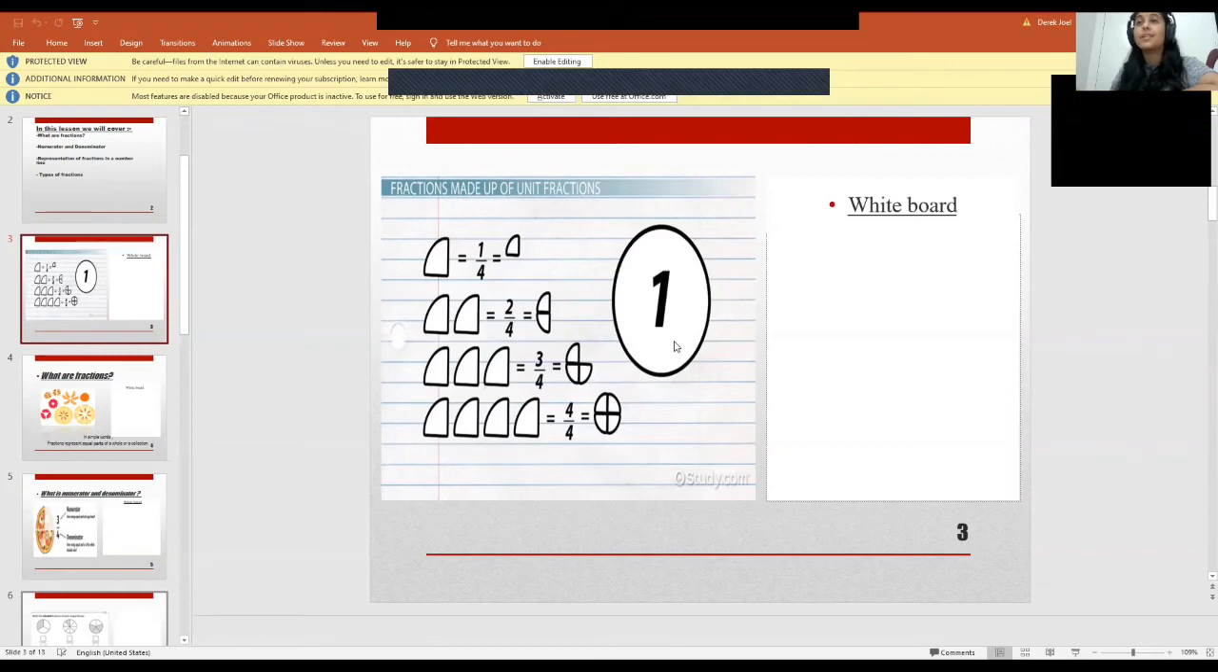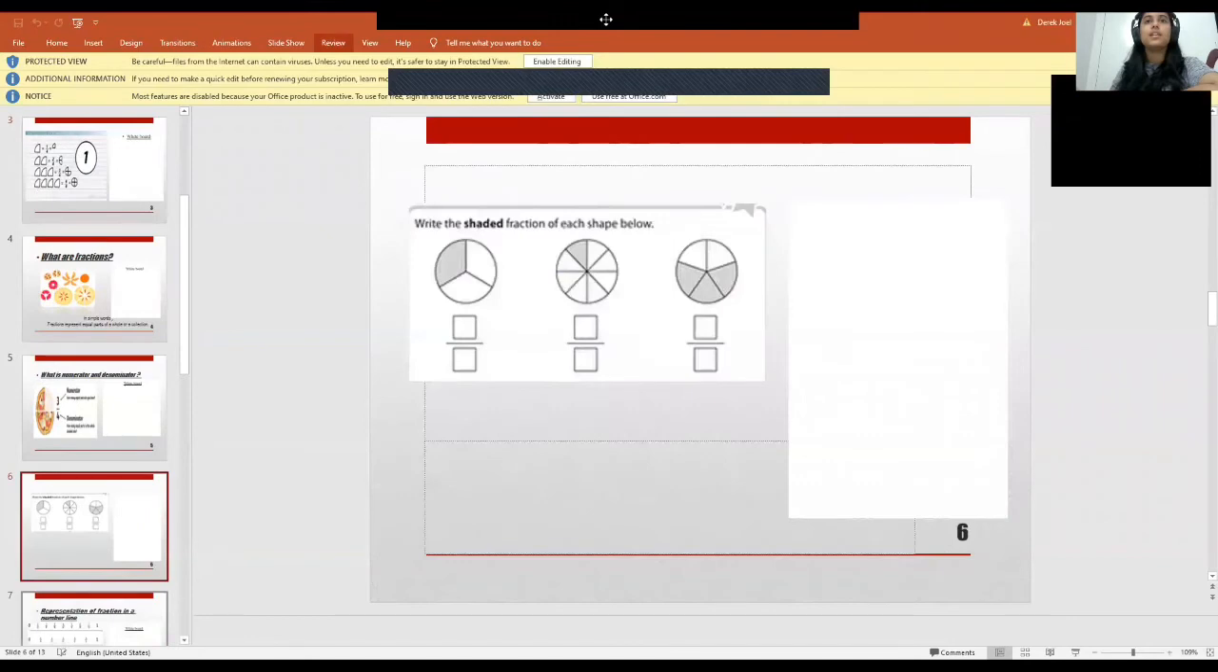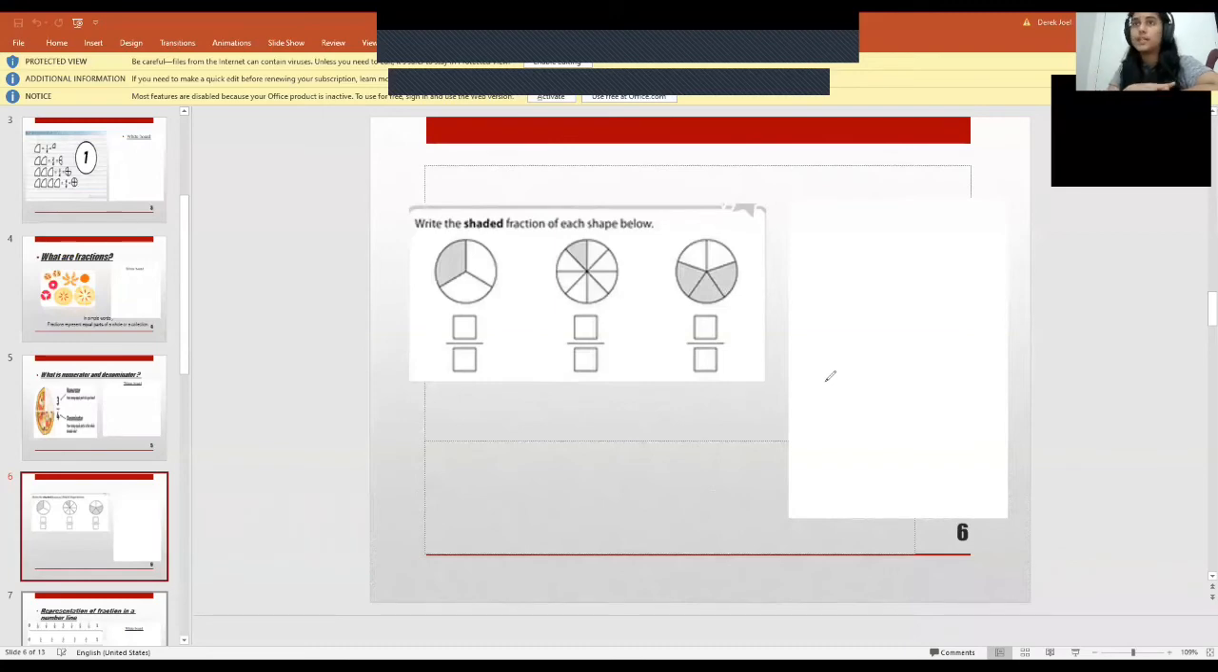Confusing? We'll see why. Now I have a very simple question. You can pause the video, try it out by yourself, and then come back. So let's go to our whiteboard here. Now let's read the question. Reading the question is very important. The question says, write the shaded fraction of each shape below.